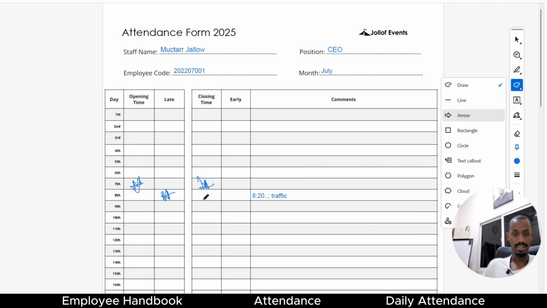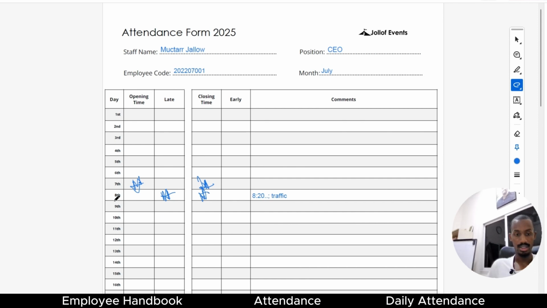Then I left on normal closing time, so I sign up. Okay. Let's say on the 9th also I came on time and I left on time. This is not my signature actually because I'm struggling to sign with this software. Right. I came on time and I left on time. Nothing to say. All right.